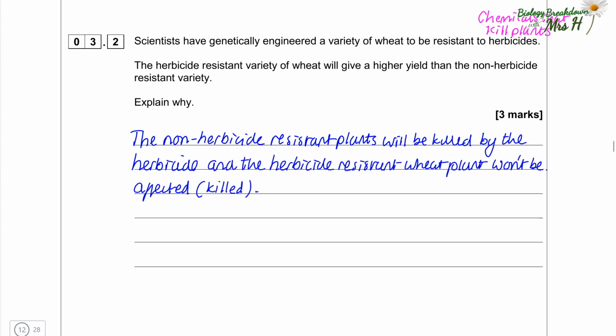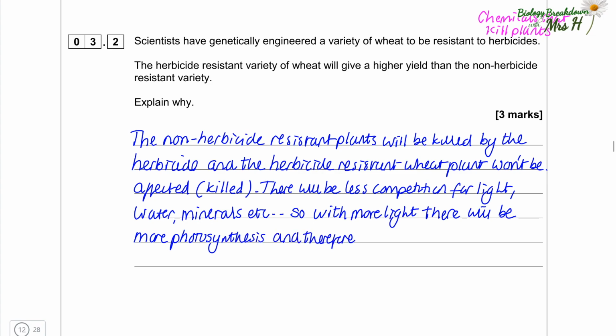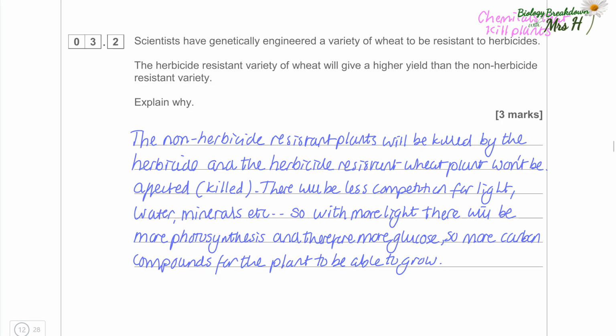by the herbicide. So there will be less competition for light, water, minerals, etc., because the non-herbicide-resistant plants have been killed. Right? So that means there's going to be more light for our resistant plants. More light, more photosynthesis, and therefore more glucose can be made, and then that can be converted into carbon compounds for the plant, and then the plant's able to grow. That means it's going to give it more yield if it's growing.